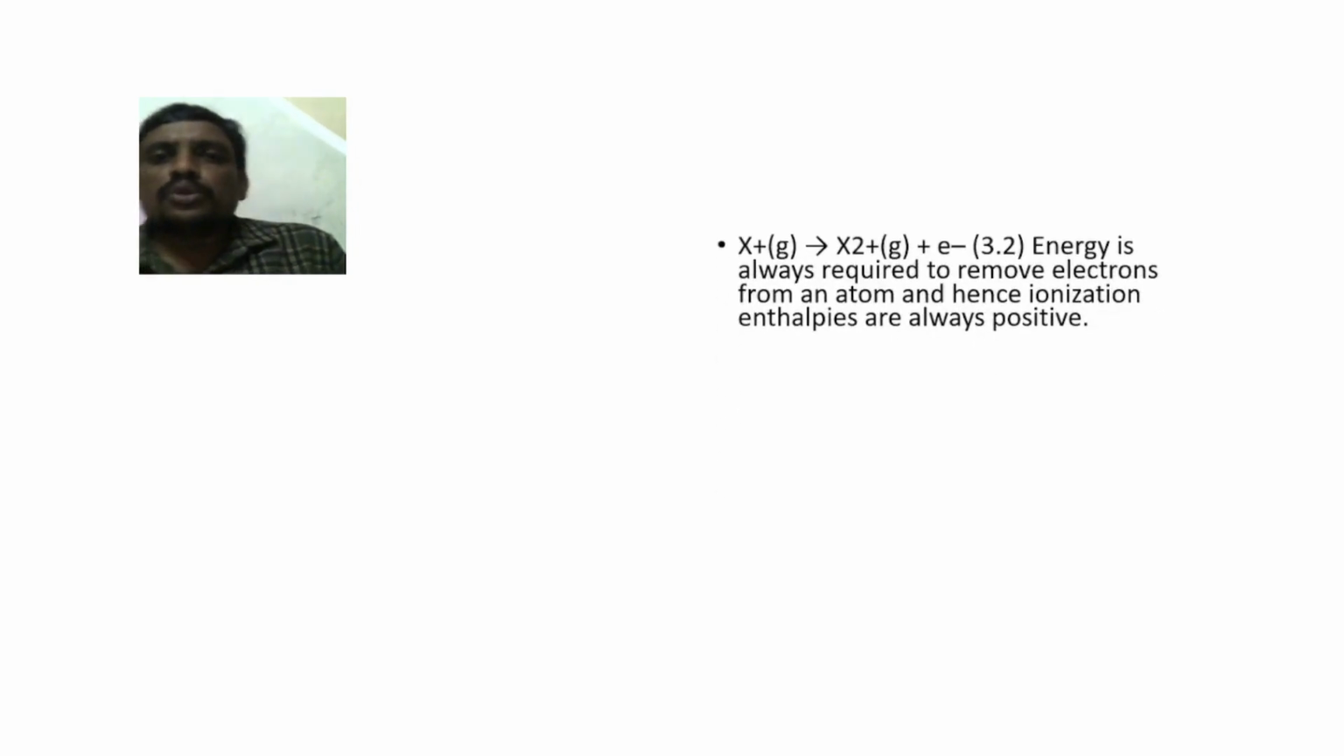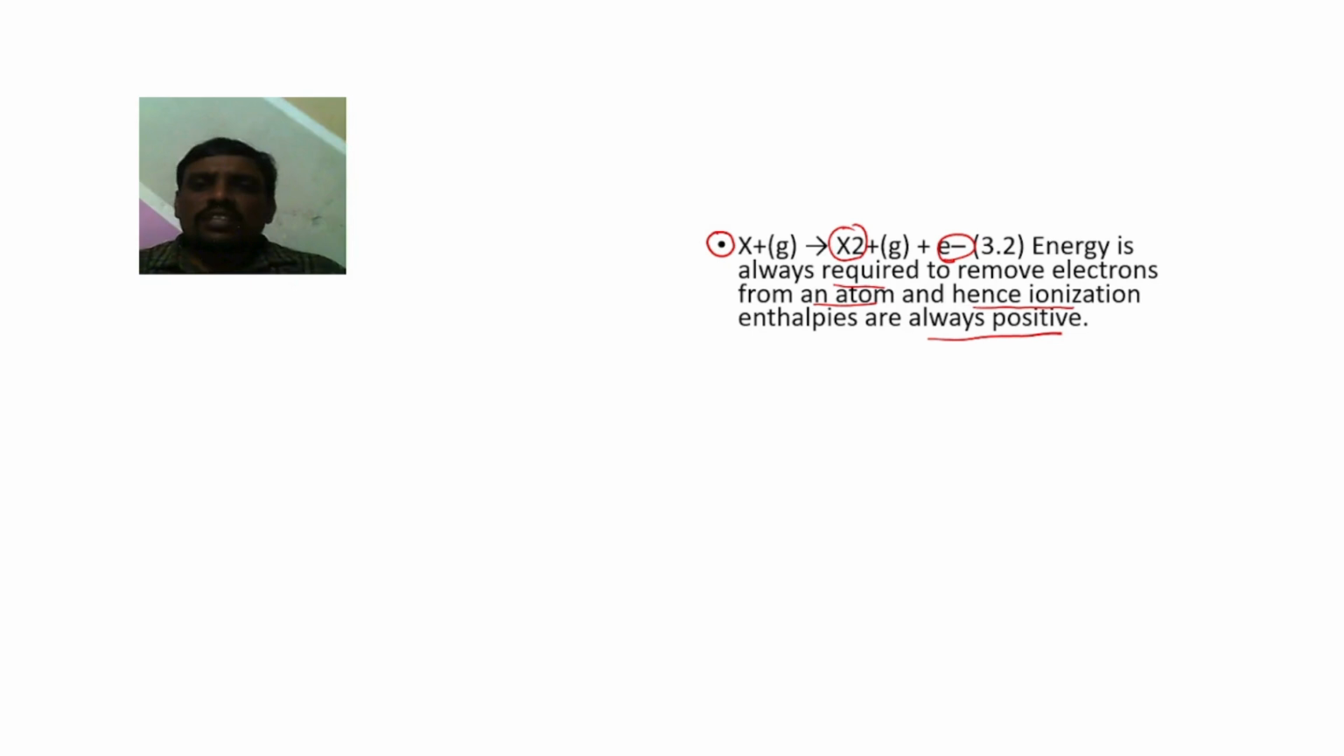We have seen the first equation, and what about the second equation? X plus in gaseous state gives rise to X2 plus in gaseous state plus an electron. This is for the second electron, and the energy is required for losing it. Energy is always required to remove electrons from an atom, hence ionization enthalpies are always positive. This is an energy-requiring process, not an energy-gaining process.